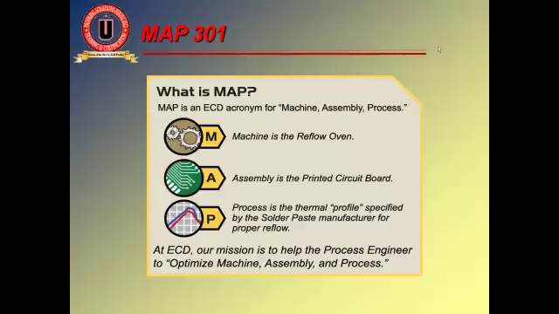With our MAP 301. A reminder that MAP is an acronym. It stands for machine, or the reflow oven. A is our assembly, or in electronics, it's the printed circuit board. And then P is the process or thermal profile that we're trying to achieve.